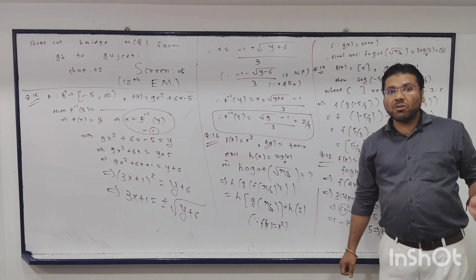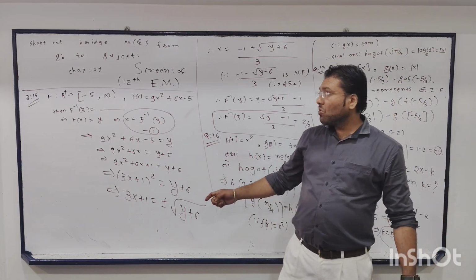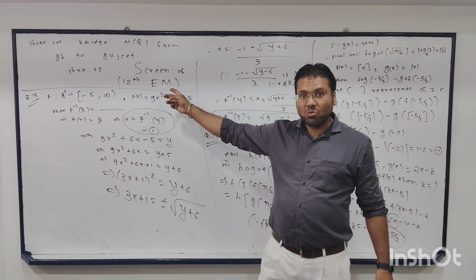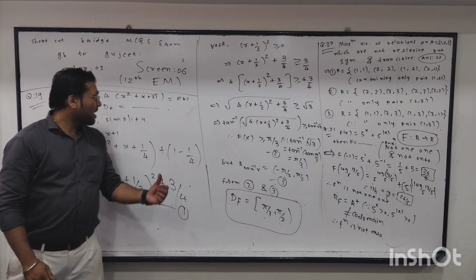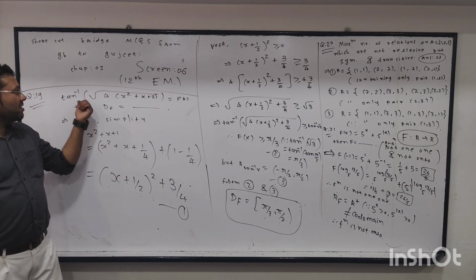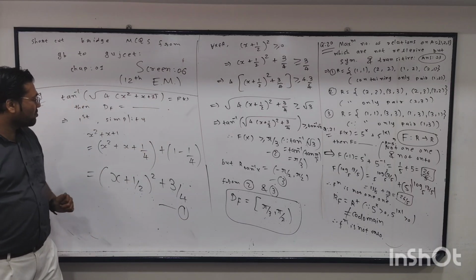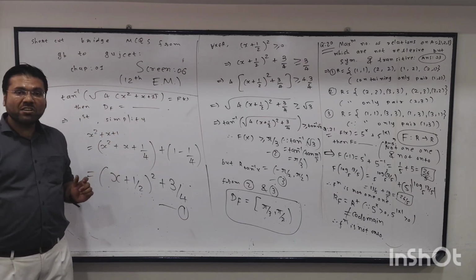Now friends, we are starting from question number 19. Find the domain of f for the function tan inverse of square root of 4 into x square plus x plus 1. First simplify x square plus x plus 1.